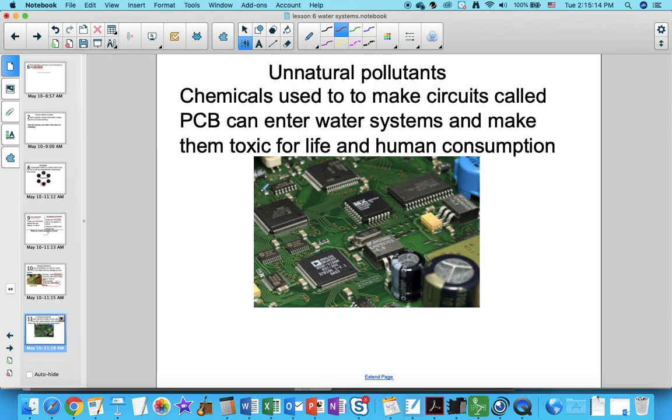Unnatural pollutants, such as chemicals used to make circuits called PCB, can enter water systems and make water too toxic for other life and human consumption. And so adding these chemicals to water when we make circuits and other things can make the water toxic. And as they're reintroduced to rivers and lakes and oceans, they can make the water too toxic for other forms of life, or too toxic to consume or drink, reducing the limited supply of fresh water we have.